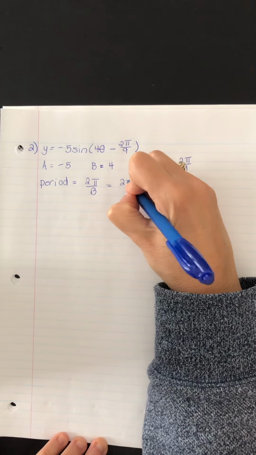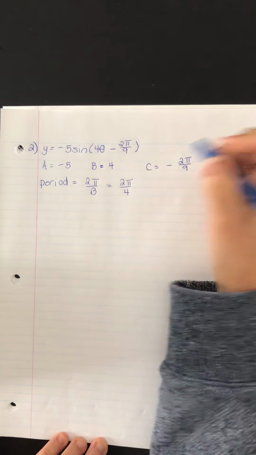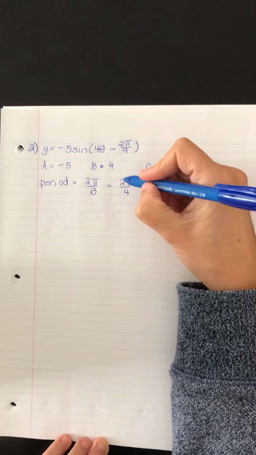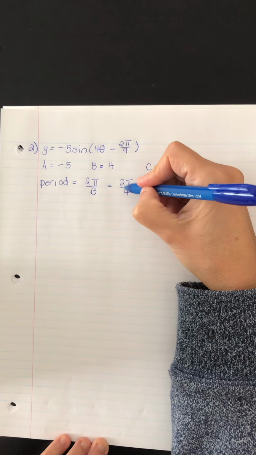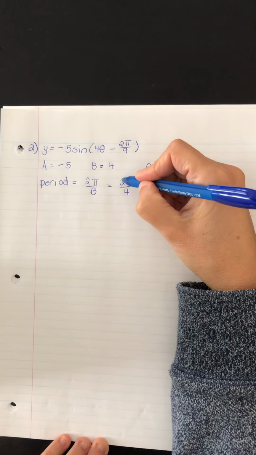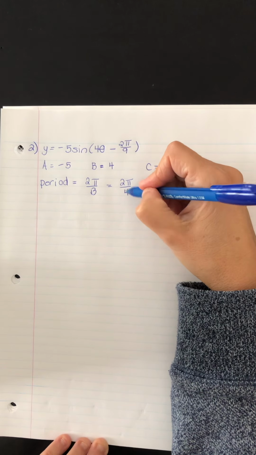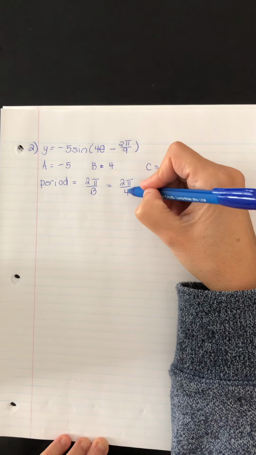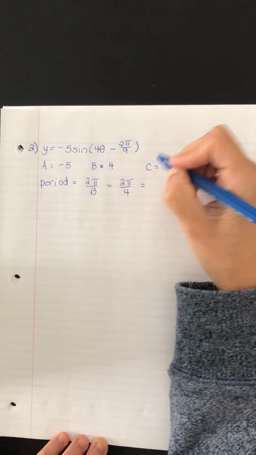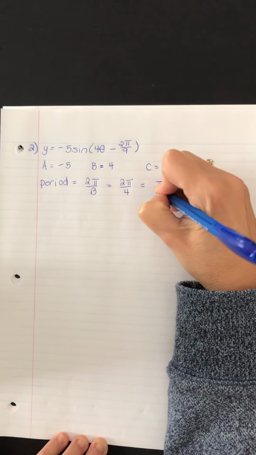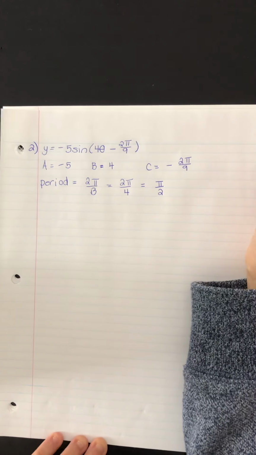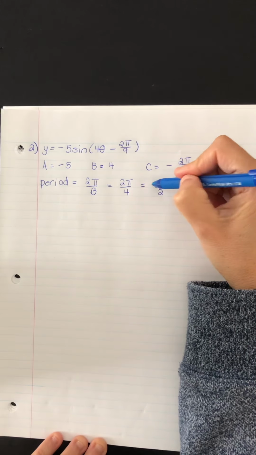So what is the period? It's 2 pi over 4. Now remember what I told you, you have to check to see that this fraction is reduced, and it isn't. 2 over 4 is the same as 1 over 2, so we get 1 pi over 2, or in other words, pi over 2. 2/4 is 1/2.